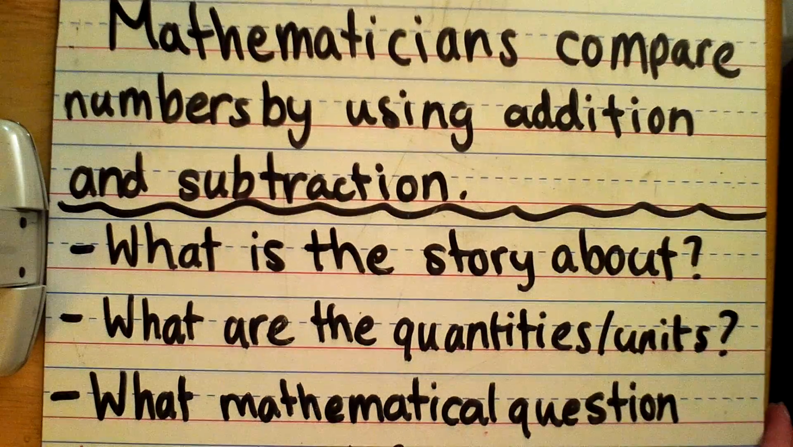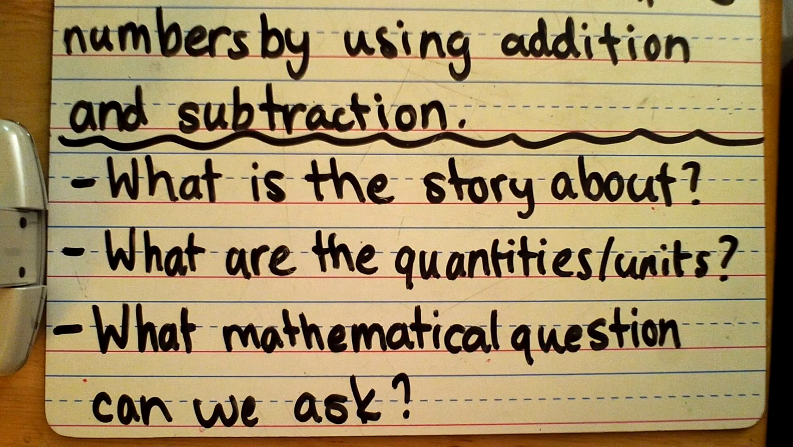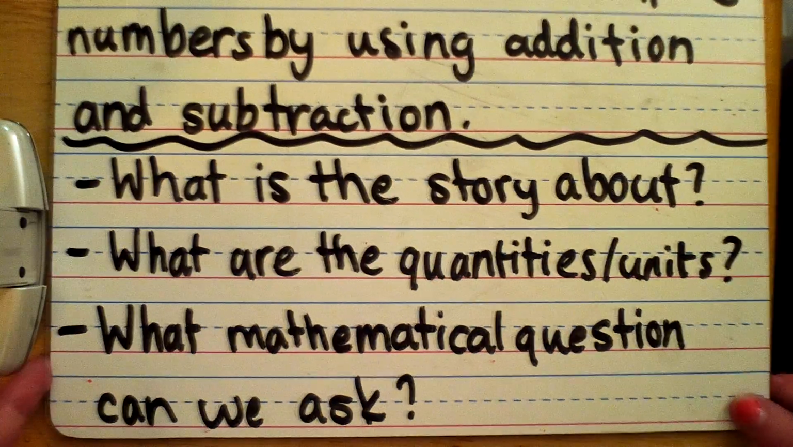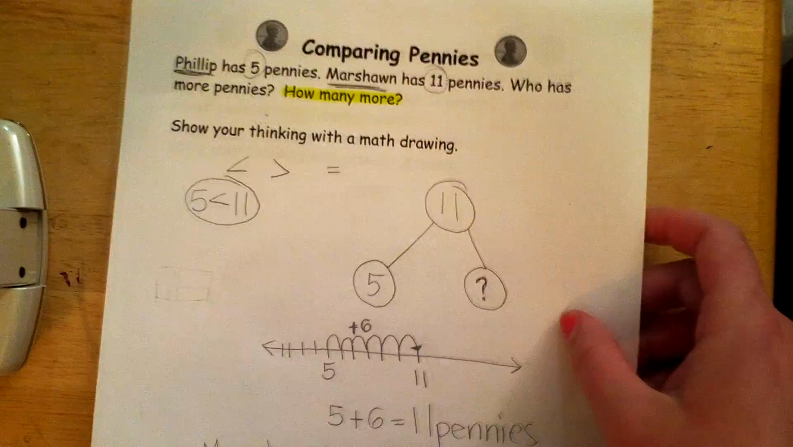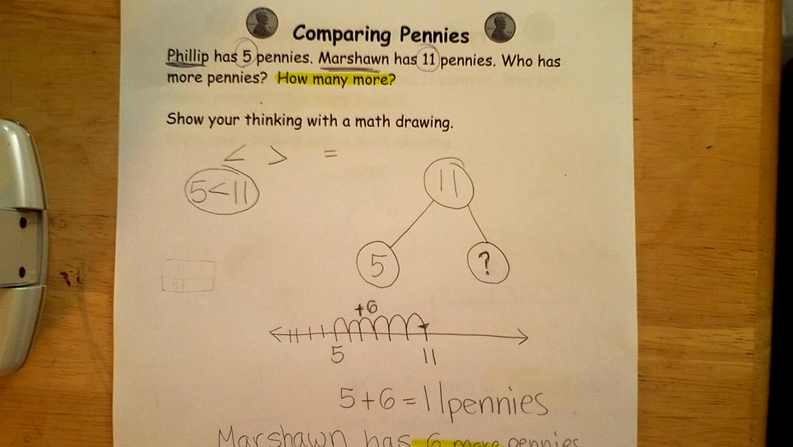Whenever we're looking at a word problem, we have to ask, what is the story about? What are the quantities and units? And what mathematical question can we ask and answer? So I'm looking at our work from our out of school time packet, and I see that today we are comparing pennies. This story says that Philip has 5 pennies. Marchand has 11 pennies. Who has more pennies? How many more? Show your thinking with a math drawing.